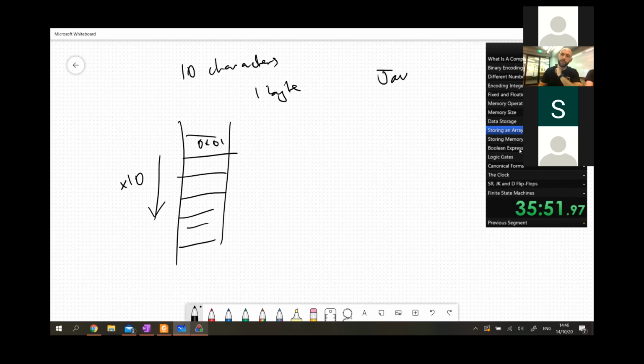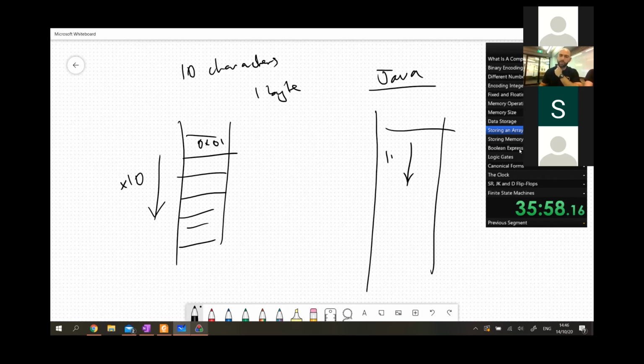Or we could do the Java way of doing things. At the start of these 10 characters, we have 4 bytes, which is an integer that tells us how long the rest of this is. So if you've got a Java array, remember that there are 4 bytes at the start that tell you how long that array is. That's going to be specified in the question, whether it's Java or just another computer system. So that's storing an array. It's just a bunch of things lined up together.